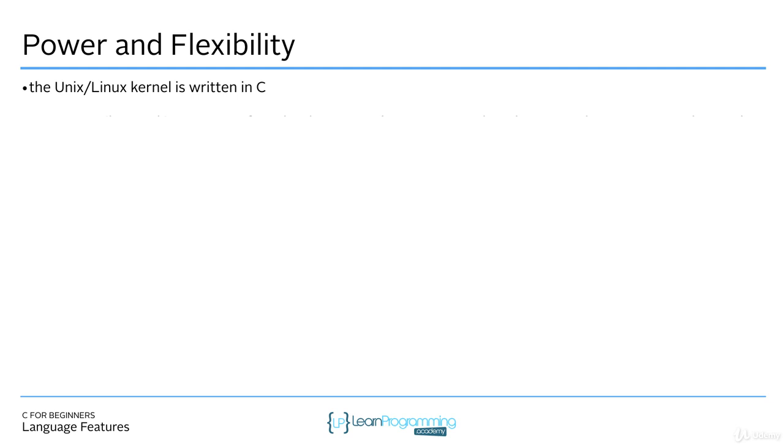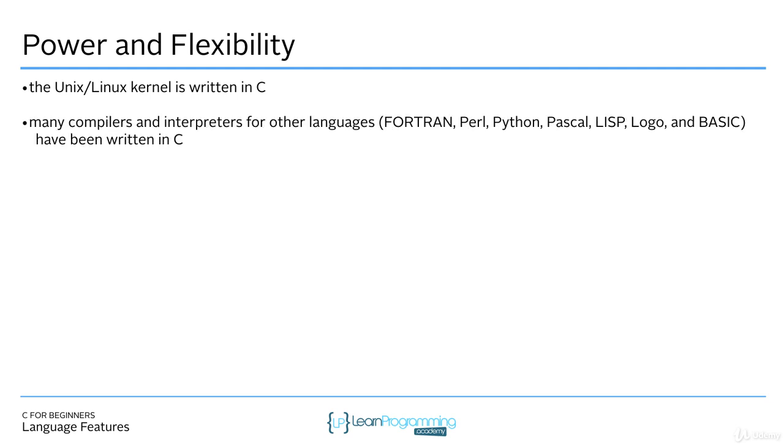It typically contains the interfaces to the hardware. It manages memory. It does all sorts of different things. And that is all written in C. So that can tell you about the powerful aspect of the language. If the kernel of an operating system is written in that language, it is powerful. Many compilers and interpreters for other languages are built on C or have been written in C.